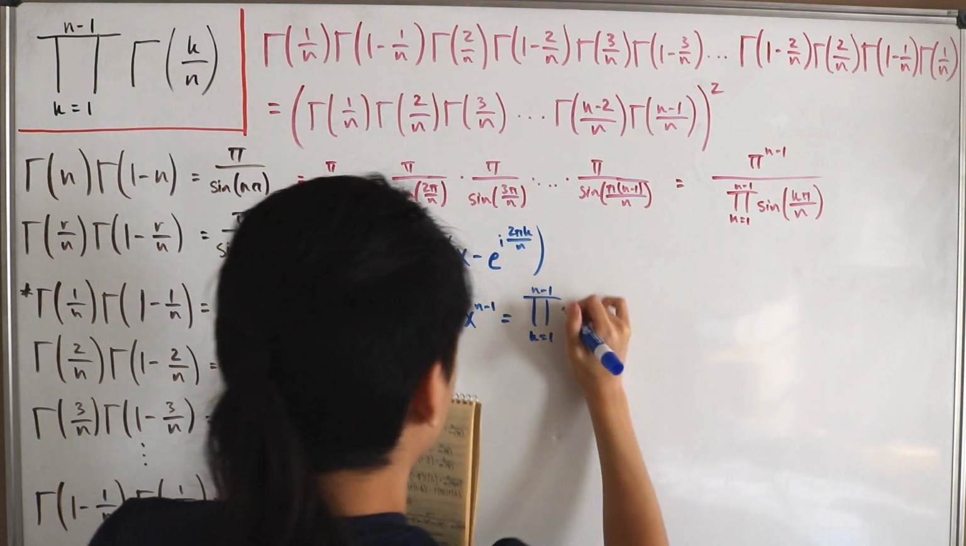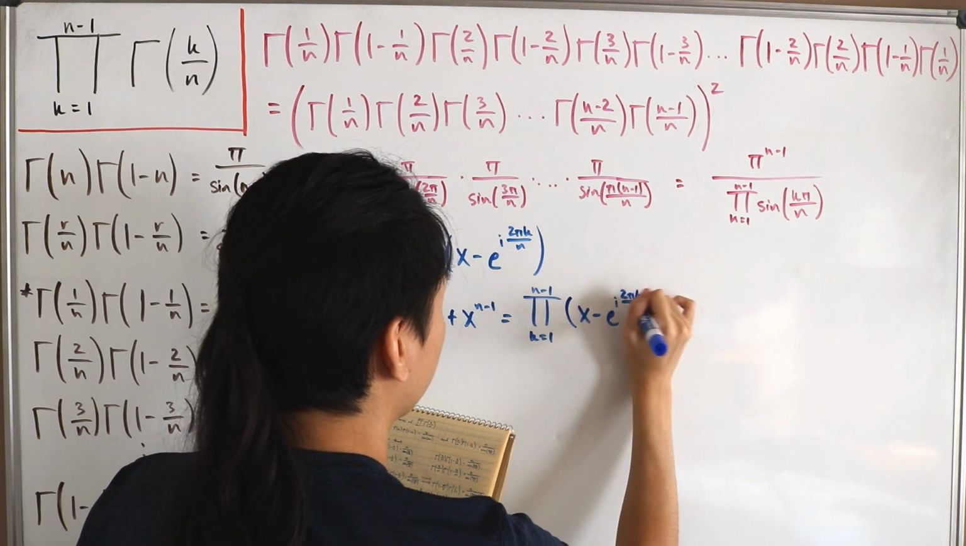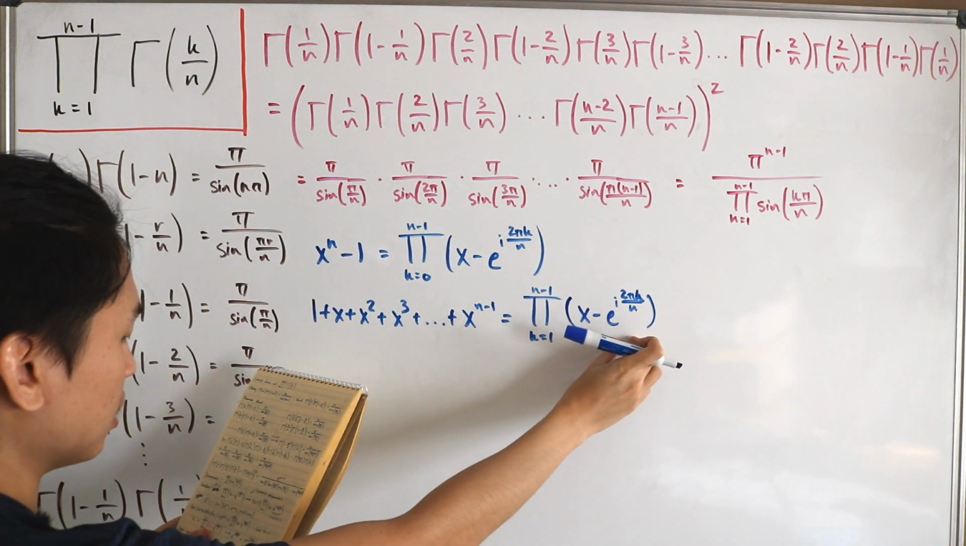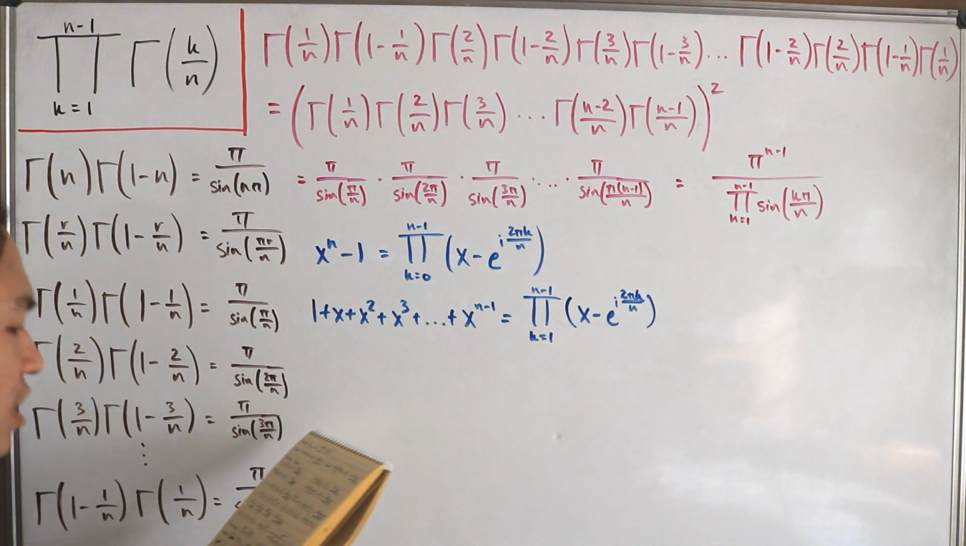And so now we have that this is just x minus e to the power i times 2 pi k divided by n. Keep in mind that these roots of unity are running through 0 less than or equal to k less than or equal to n minus 1.